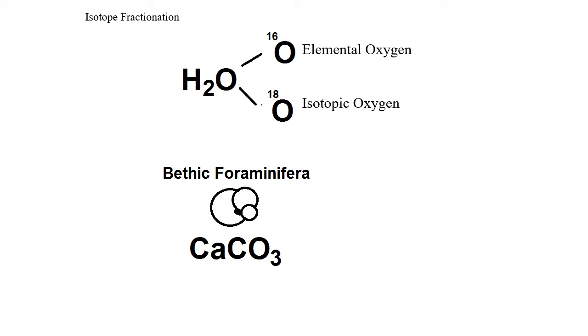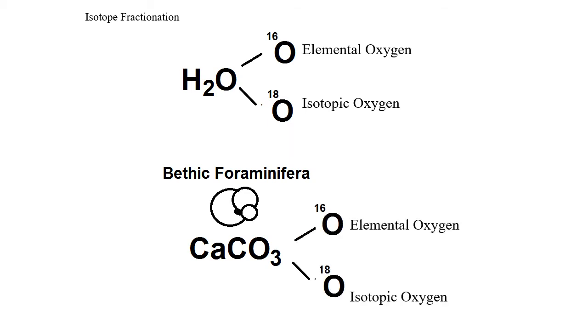There's 1 oxygen atom in every molecule of water. There are 3 in every molecule of calcium carbonate. Okay, so we can have benthic foraminifera that have a lot of O16, and we can have benthic foraminifera that have a lot of O18. So how do we get into fractionating this out? Okay, it all depends on what's going on with climate.